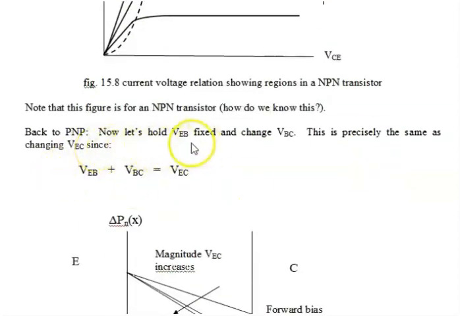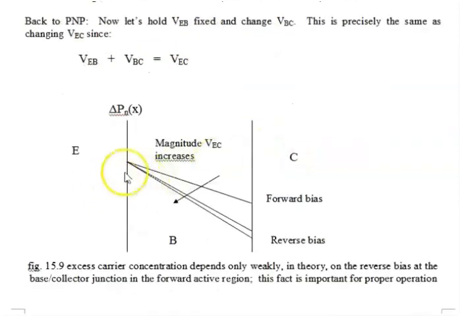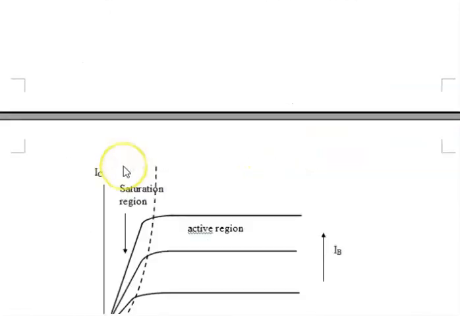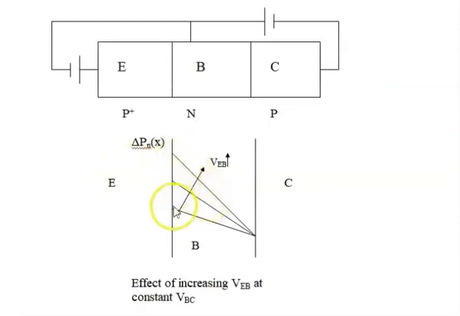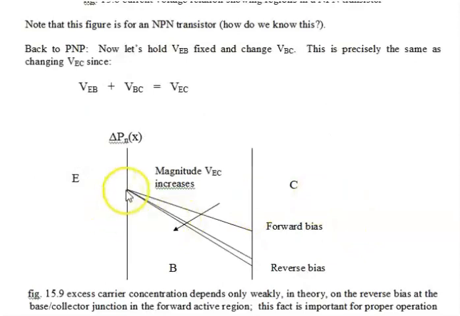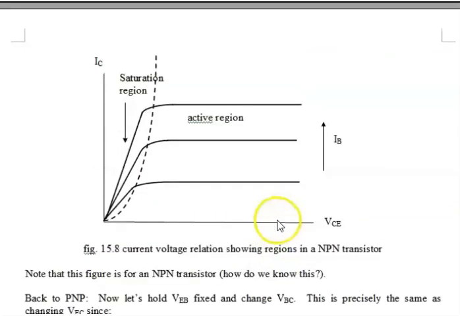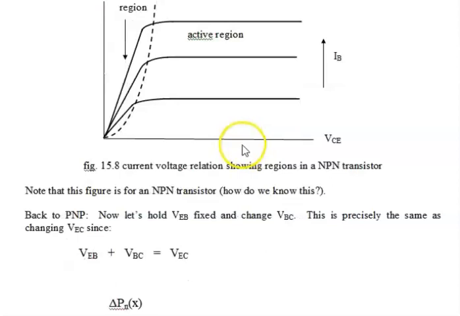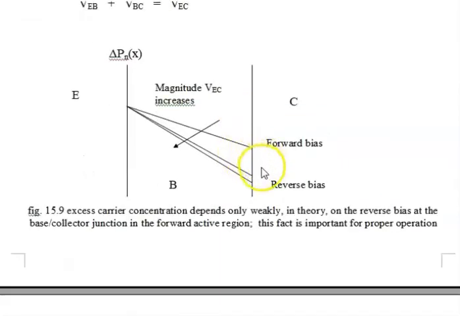Now let's hold the forward bias fixed, VEB, and change VBC. So now the left side is constant. Remember over here, the left side changed and the right side is constant. Here, the left side is constant and the right side changes. So we have a constant IB. We're on one of these curves, and we just change the reverse bias, so we're moving along one of these curves.